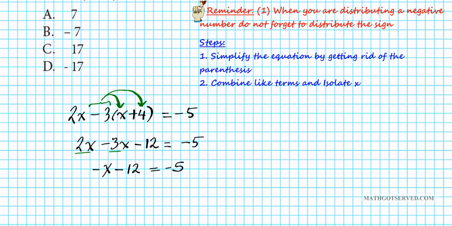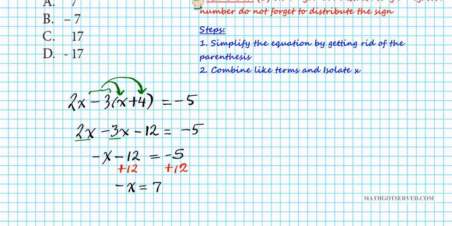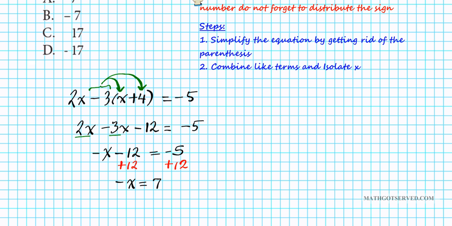To do that, we'll first of all add 12 to both sides. That yields negative x equals. Now what is negative 5 plus 12? Since the signs are different, we'll subtract 12 minus 5, 7, and keep the sign of the bigger. The bigger of the two is positive, so our sum is going to be positive.